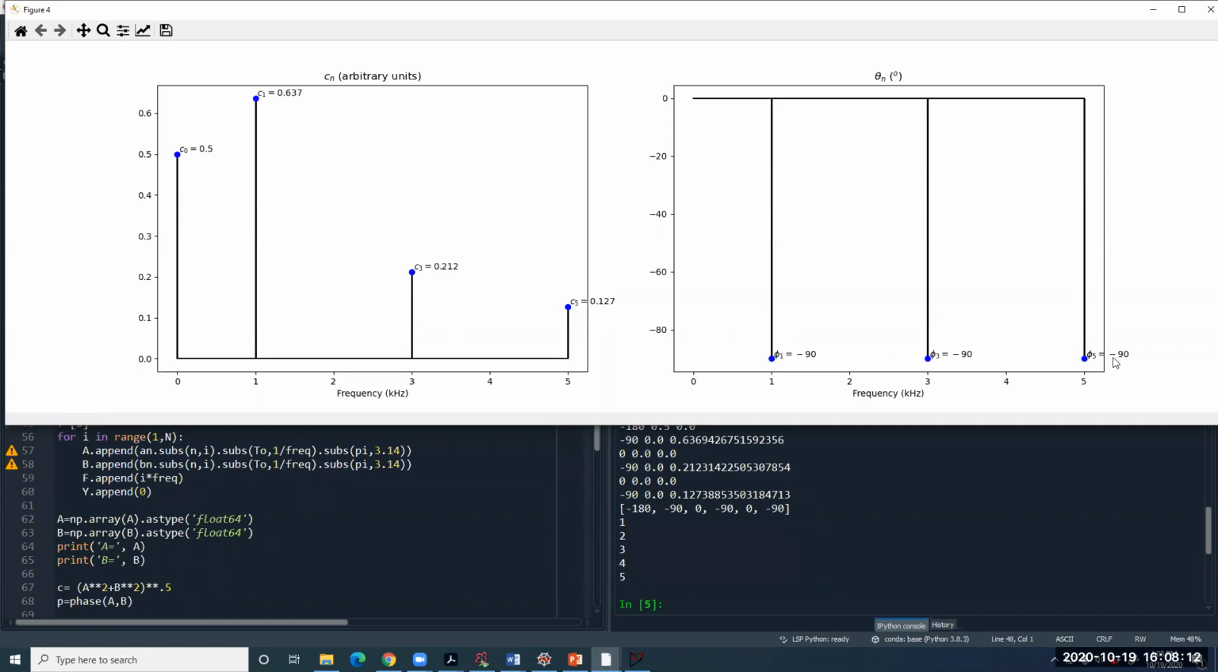And then the phases are all minus 90, which means that this is really a series of sine waves. Because if the phase were 0, it'd all be cosines, right? And you can see that now it's going between the odd frequencies.